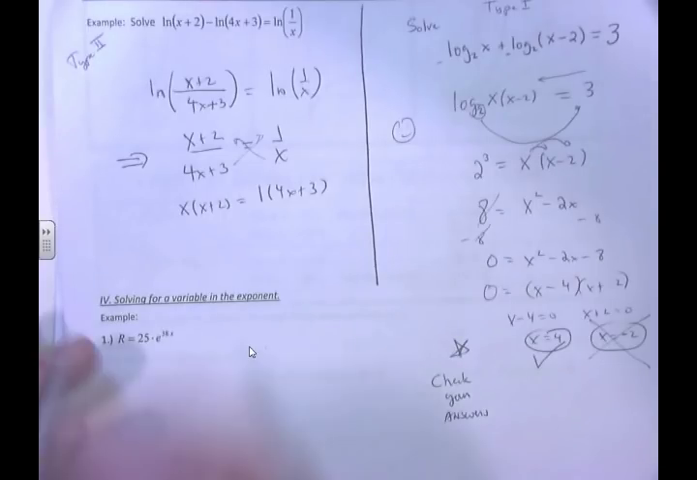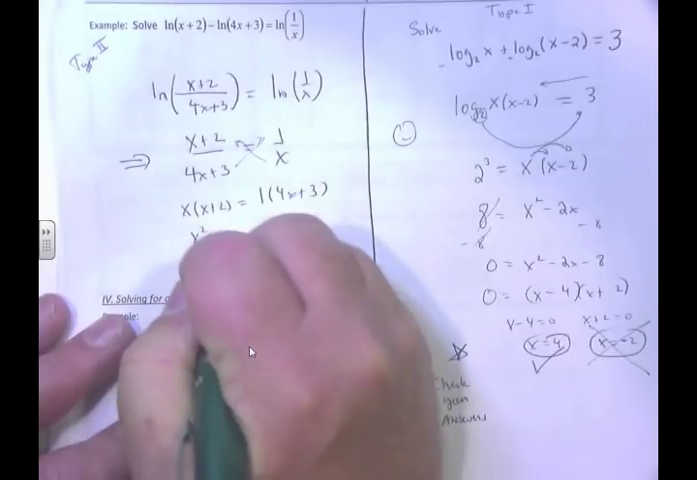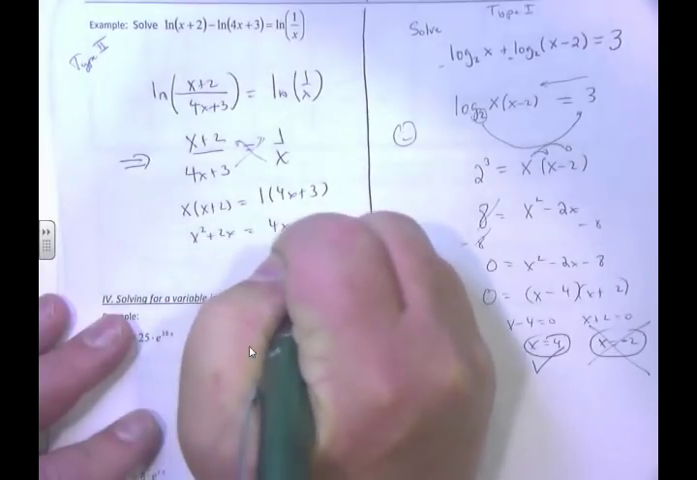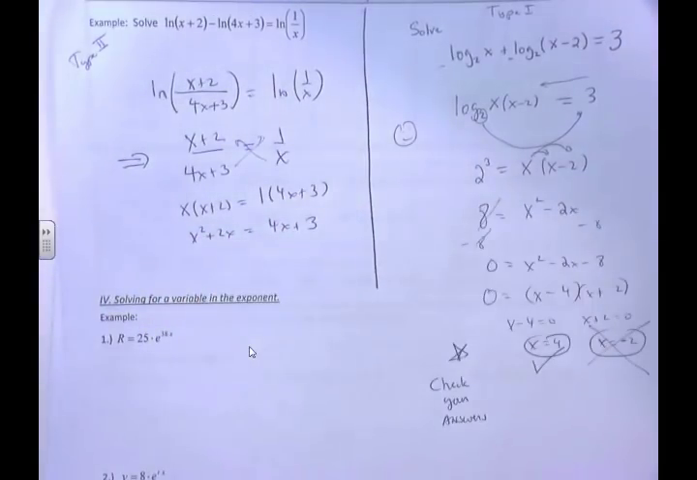Now I'm going to distribute to get rid of my parentheses. I got x squared plus 2x equals 4x plus 3. What did it turn into? Oh, no, not again. So what do you got to do? Set it equal to 0.